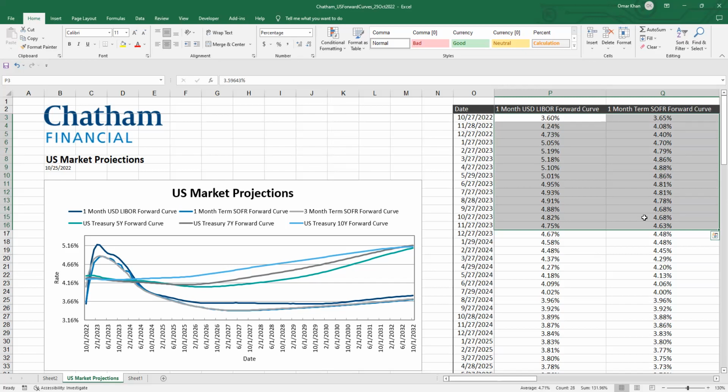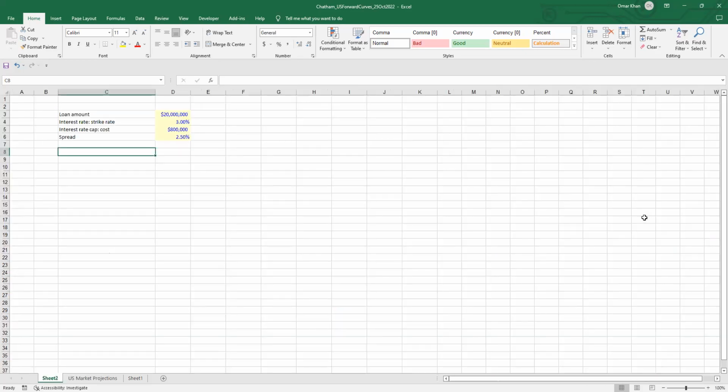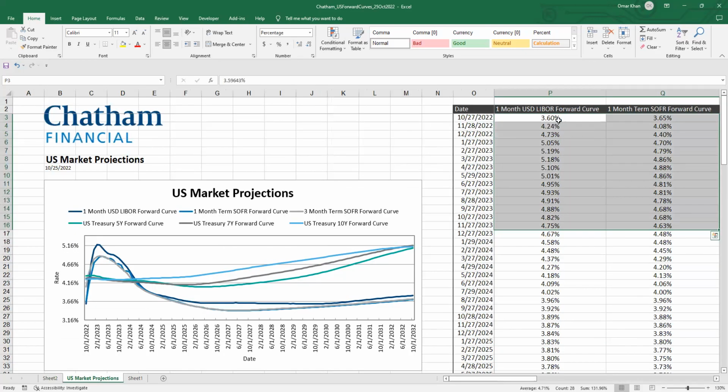So in this case, a banker might say, hey, you know, the forward curve is 3.6%. I am going to charge Bill Gates 100 basis points or 1% spread on top of the forward curve. So in 1027, 100 basis points or 1% would be 4.6.